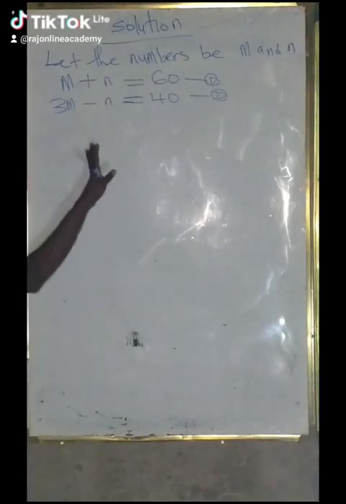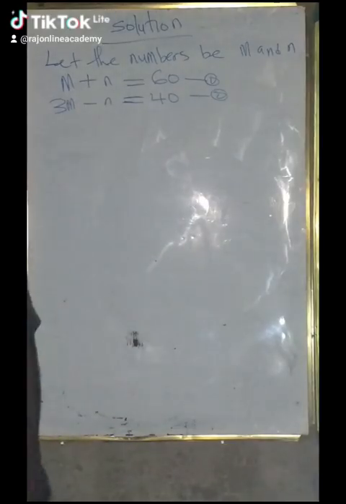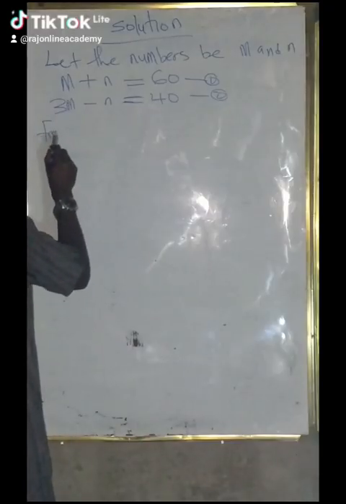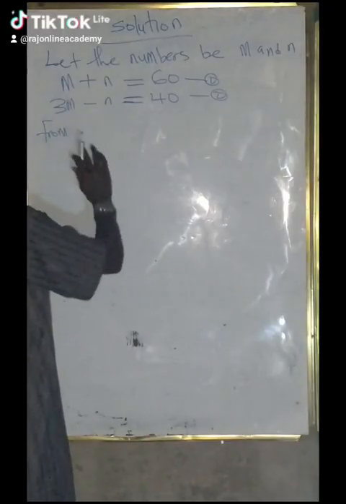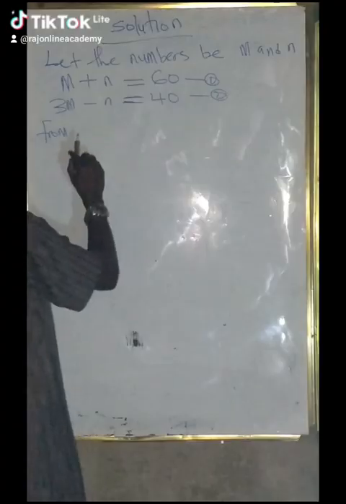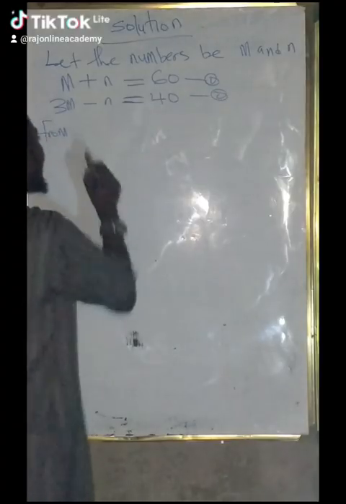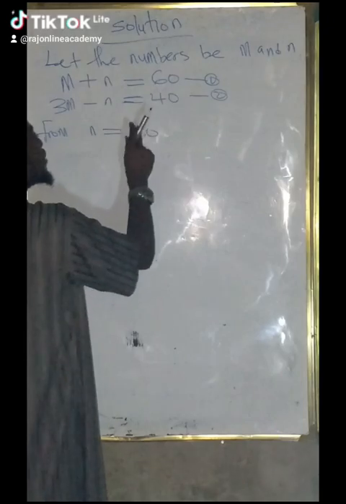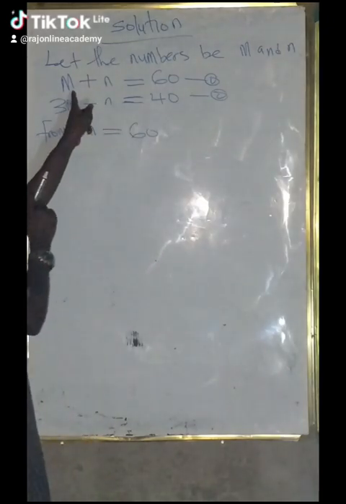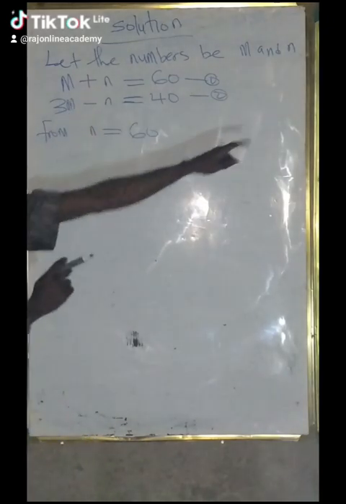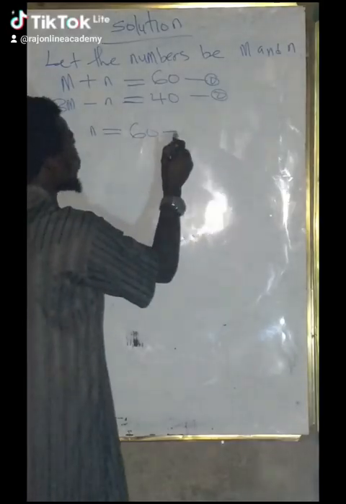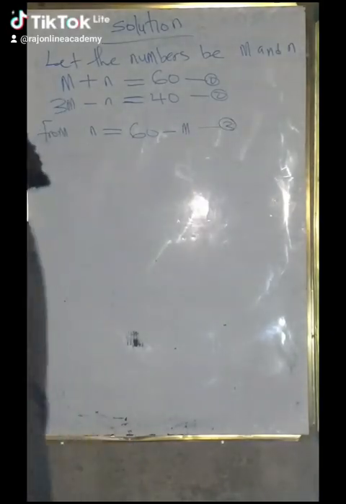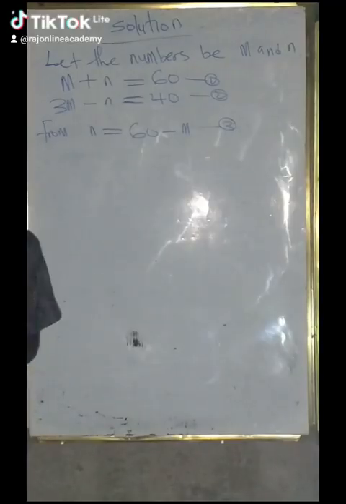Now you can use the elimination method. Well, let me use the substitution method for now. From equation 1, make N the subject, or you make M the subject. Which one do you want me to make the subject? N. So N here is now equal to 60 minus M, because this M is positive, going over becomes negative. Call this equation 3.